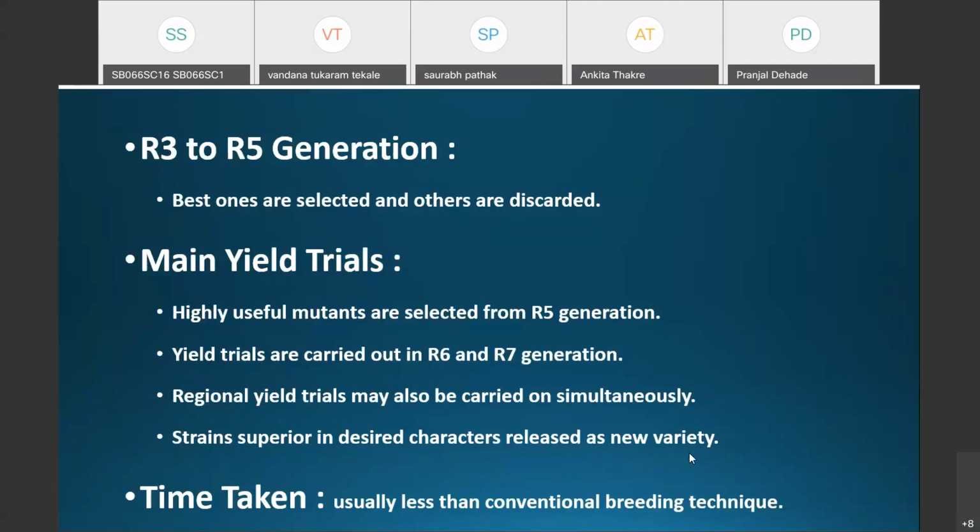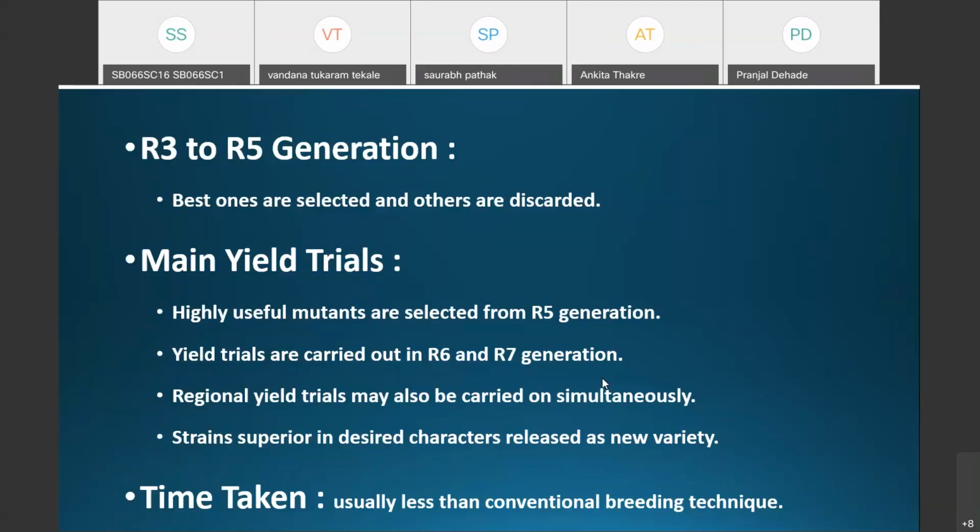Okay, then the time which is required to release the new variety by using this technique. Generally, the time required to release the new variety by using the mutation breeding technique varies from problem to problem and from crop to crop. It depends upon the nature of improvement which is needed and the stage at which it is obtained. But when we compare the time required in mutation breeding to release the new variety with other conventional breeding techniques, it is usually less. Mutation breeding usually takes less time than conventional breeding techniques to release a new variety.